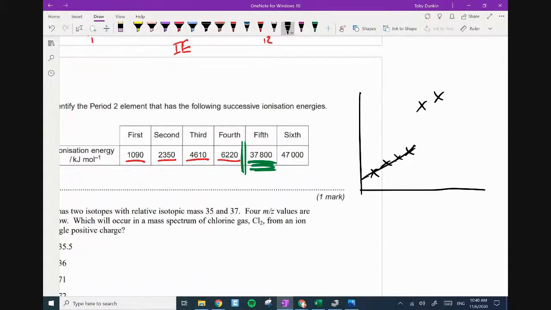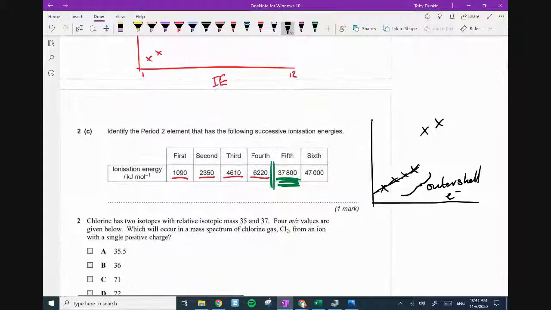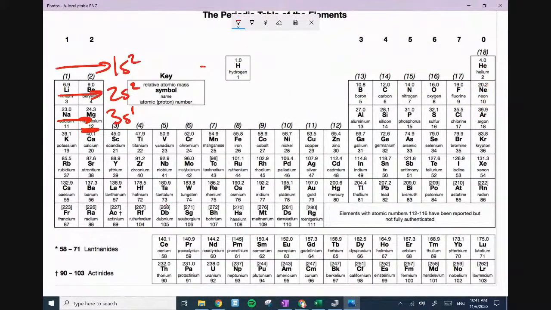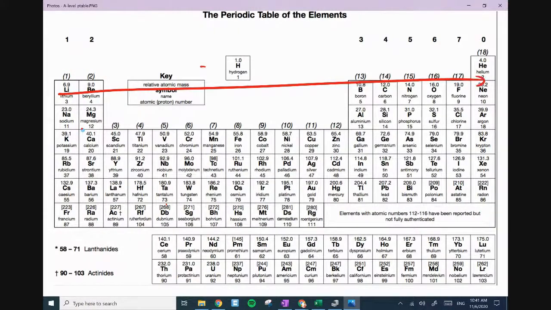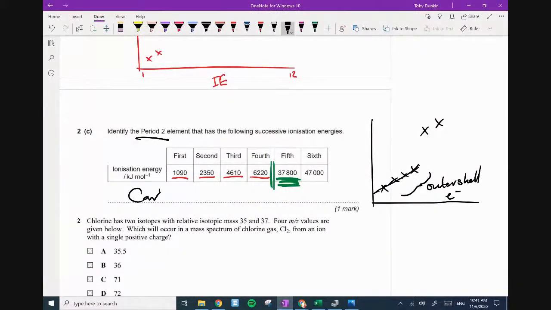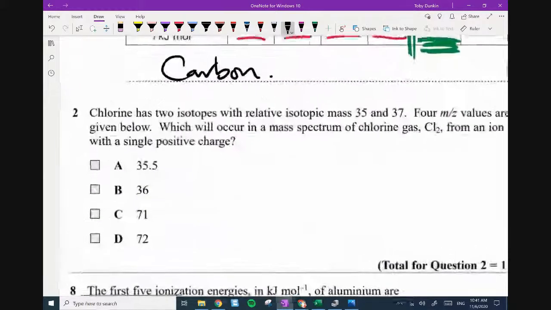And remember, the number of electrons at the beginning are the outer shell electrons, which means 4 in the outer shell, so I'm in group 4. And it says period number 2. So I go to my periodic table. Period number 2, and group 4. I'm carbon. Got carbon. Hello, carbon.